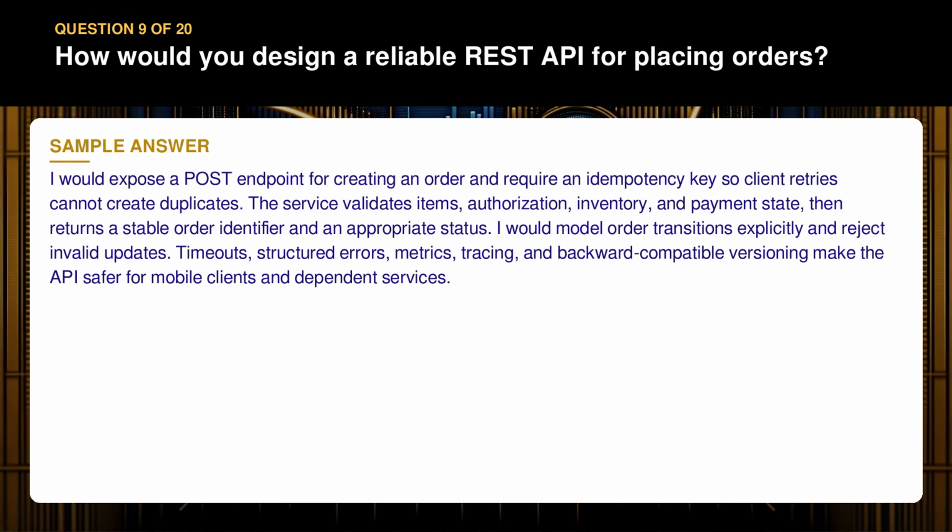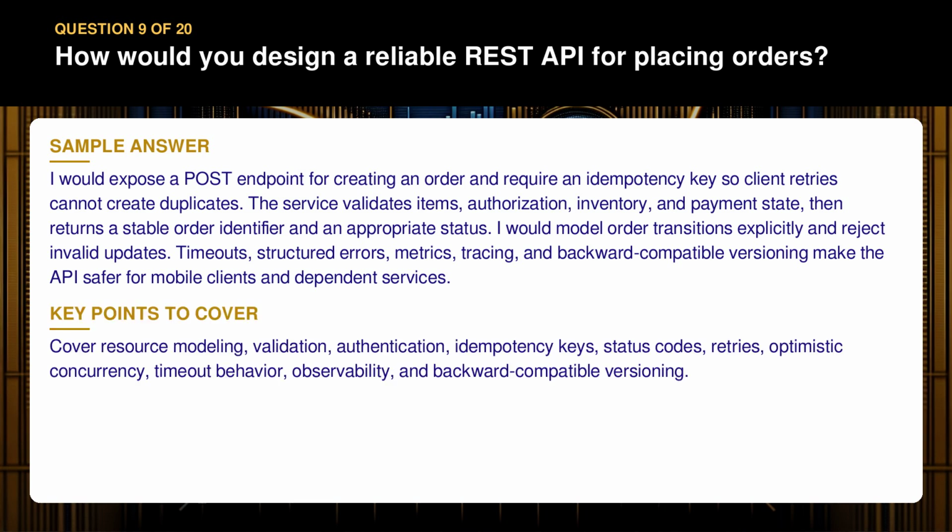I would model order transitions explicitly and reject invalid updates. Timeouts, structured errors, metrics, tracing, and backward compatible versioning make the API safer for mobile clients and dependent services. Cover resource modeling, validation, authentication, idempotency keys, status codes, retries, optimistic concurrency, timeout behavior, observability, and backward compatible versioning.